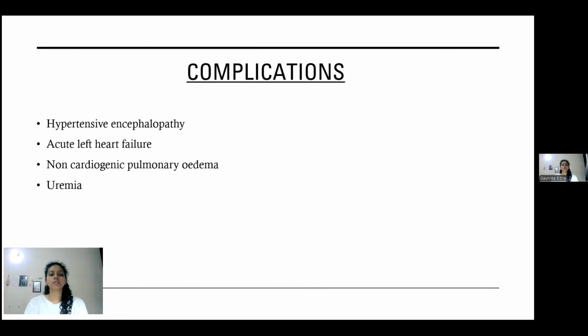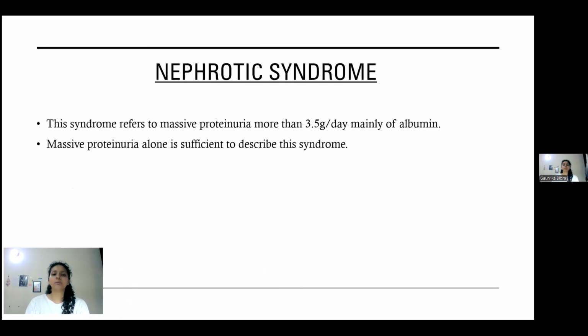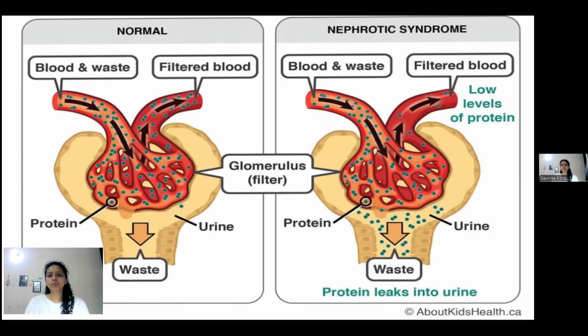Complications include hypertensive encephalopathy, acute left heart failure, non-cardiogenic pulmonary edema, and uremia. Nephrotic syndrome refers to massive proteinuria of more than 3.5 gram per day, mainly of albumin. The thing to notice is that proteinuria is seen in nephritic syndrome also, but the level ranges less than 3.5 gram per day, whereas in nephrotic syndrome it exceeds 3.5 gram per day. Massive proteinuria alone is sufficient to describe the syndrome.